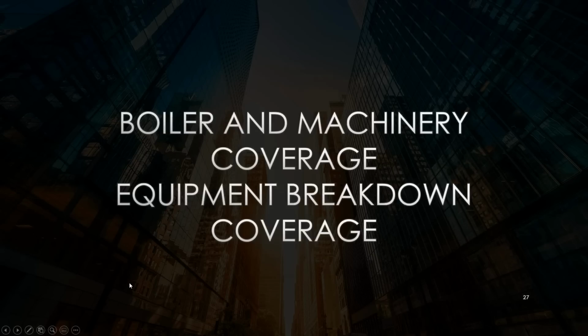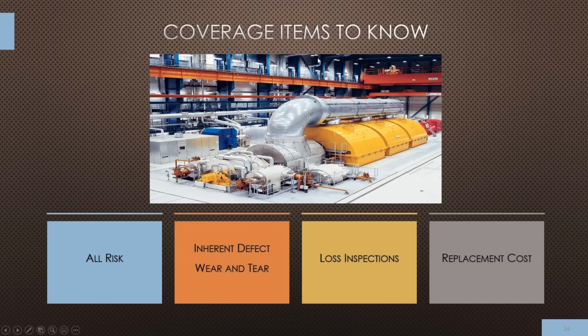The next one is boiler machinery coverage, or sometimes called equipment breakdown coverage. So remember that we were talking about that home warranty that covers your appliances in case something happens? This is the same thing for a business. Okay? So the coverage items you need to know, it's all risk. Okay? So remember, your commercial property policy is actual cash value, but inland marine and boiler machinery is all risk.